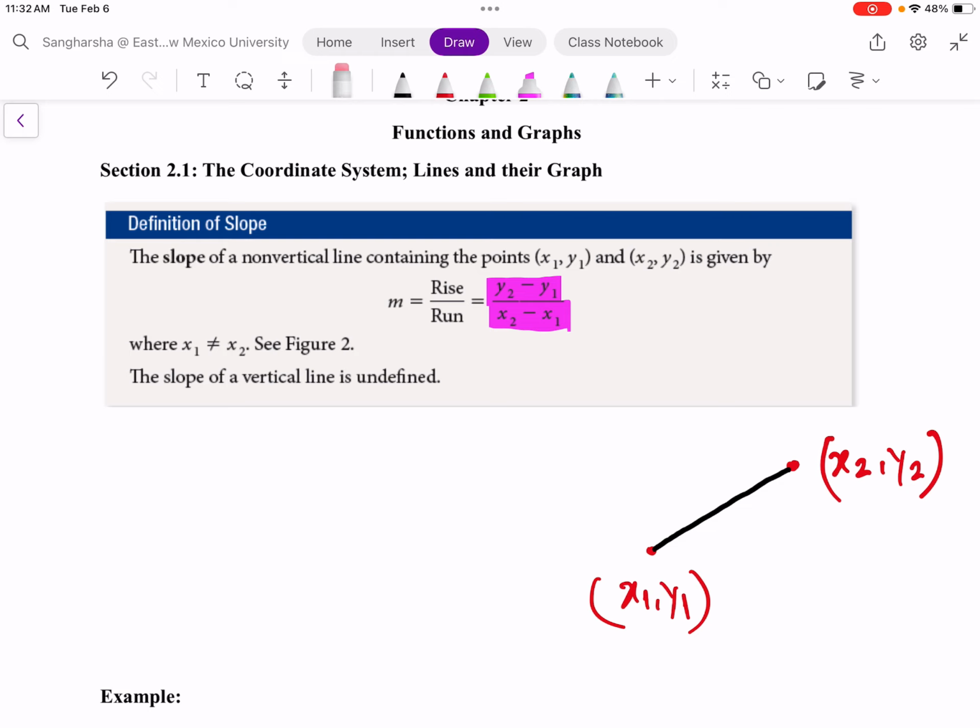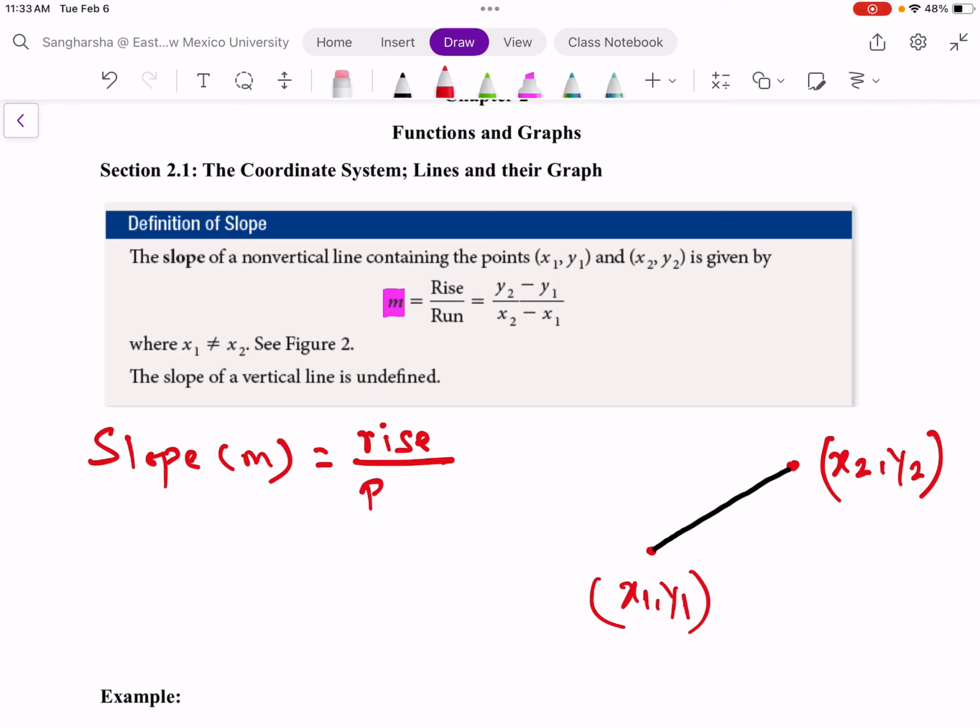And for slope, what do we use? m is the one that we use to represent slope. We represent our slope by m, and we calculate slope by rise over run. So slope is the rise of a line over run. Now we need to find the rise of a line and the run.